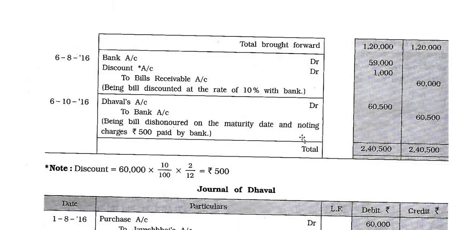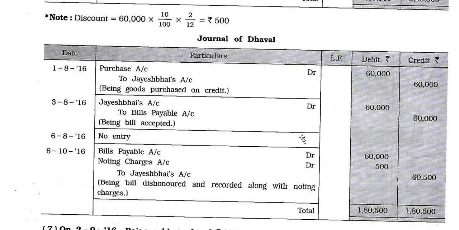Now journal of Dhawal. Purchase account debit 60,000 to Jayesh Bhai account 60,000. Here Dhawal purchased the goods from Jayesh Bhai. Jayesh Bhai is the giver and giver is always credit as per the personal rule. Giver credit. Purchase account debit 60,000, being goods purchased on credit.